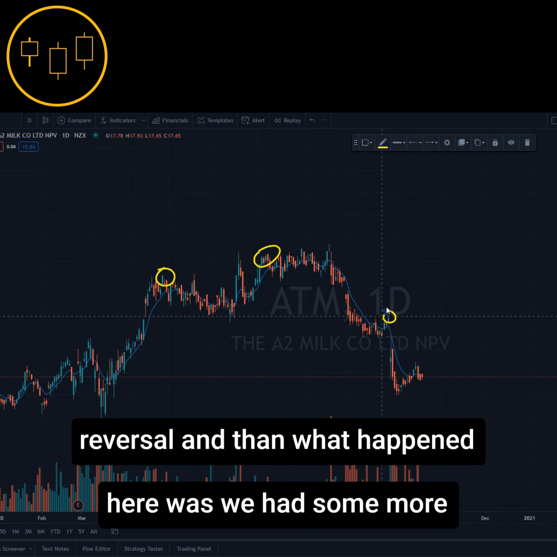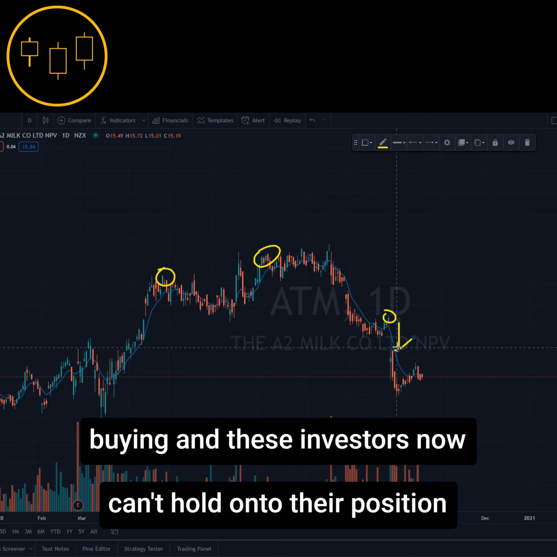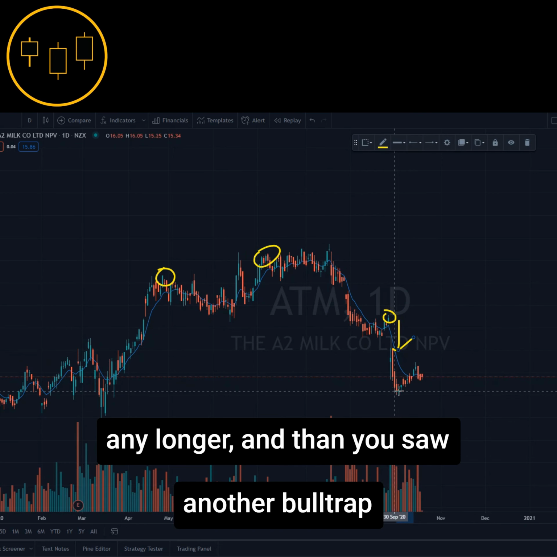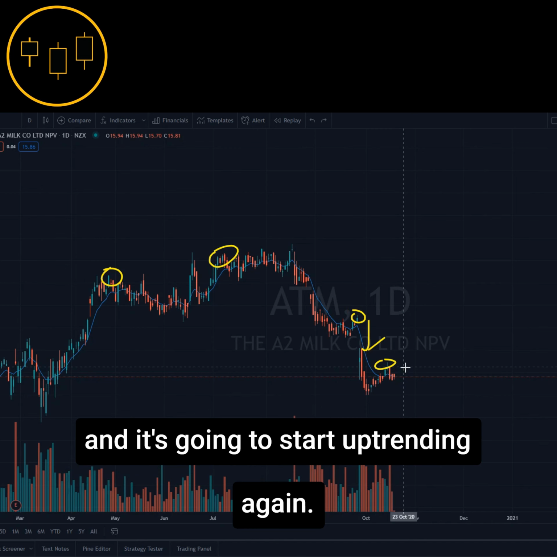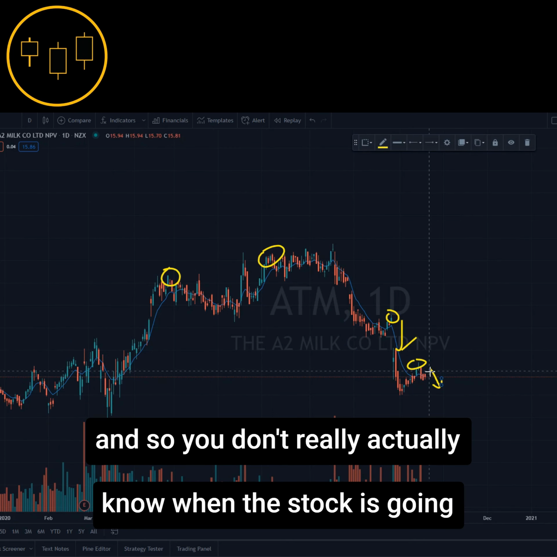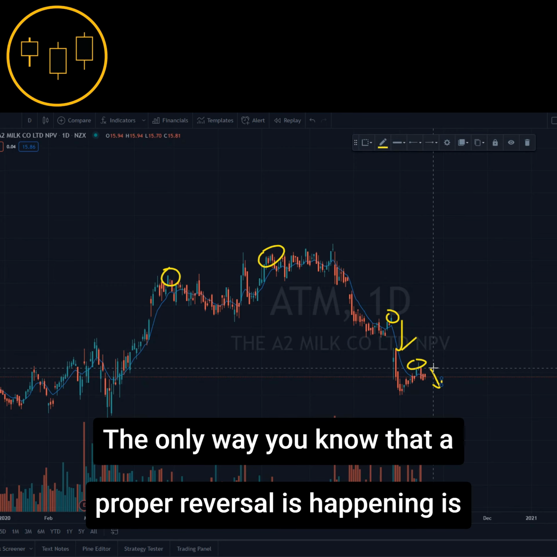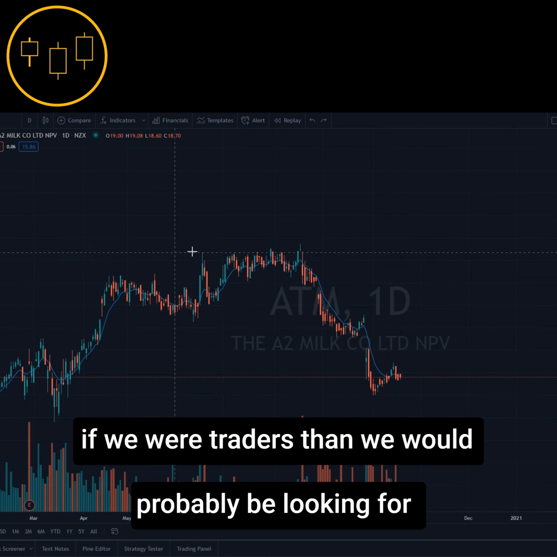And then what happened there was we had some more downside, and so there was some panic selling because these investors now can't hold on to their position any longer. And then you saw another bull trap where people were like, okay, finally the stock's starting to lose momentum and it's going to start uptrending again. So again, you can see that it's gone down slightly again. And so you don't really know when a stock is going to reverse. The only way you know that a proper reversal is happening is if it has a series of higher lows and higher highs.